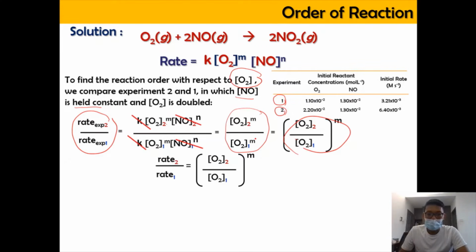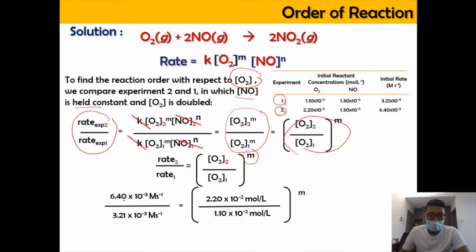Okay, now in order to find M, we can substitute the rates given in the experiment. The initial rate of experiment 2 is 6.4 times 10 to the power of negative 3. Meanwhile, the rate of experiment 1 is 3.2 times 10 to the power of negative 3. So 6.4 divided by 3.2. And the concentration of O2 in experiment 2 is 2.2, meanwhile for experiment 1 it is 1.1.